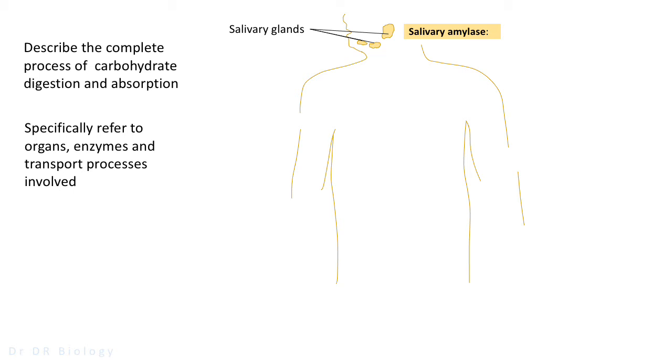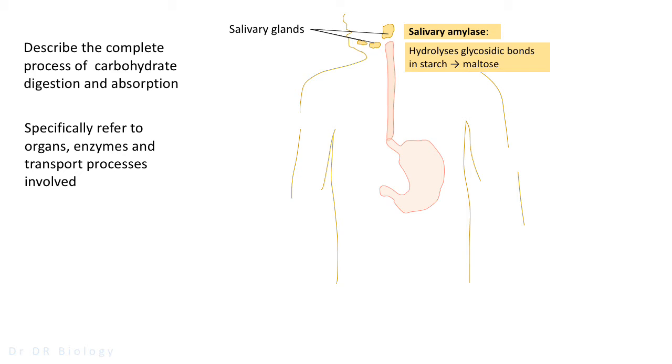It's the enzyme salivary amylase. Salivary amylase hydrolyzes the glycosidic bonds in starch to produce maltose, the disaccharide. You should remember that that's a disaccharide of two alpha glucose molecules. That food goes down the esophagus and reaches the stomach.